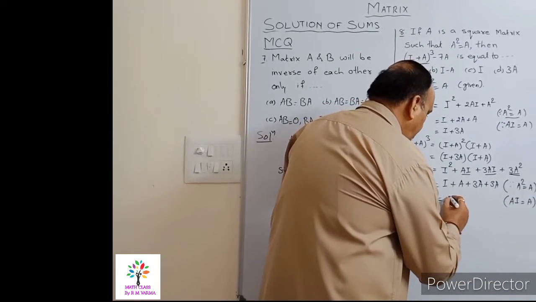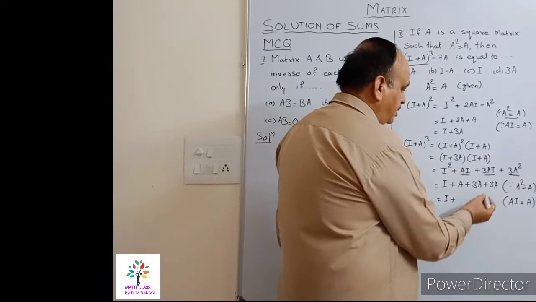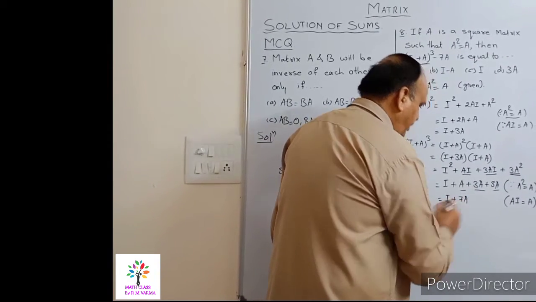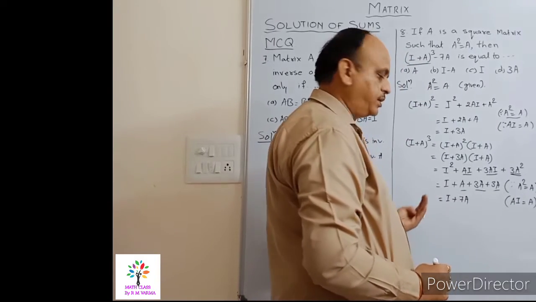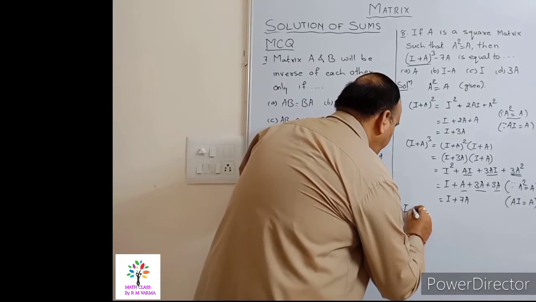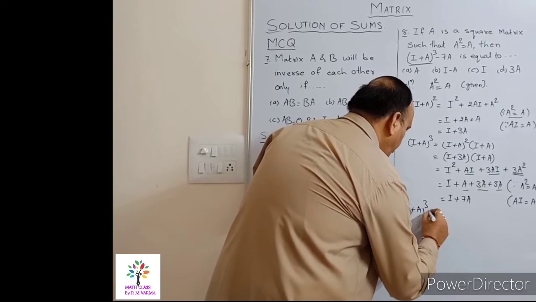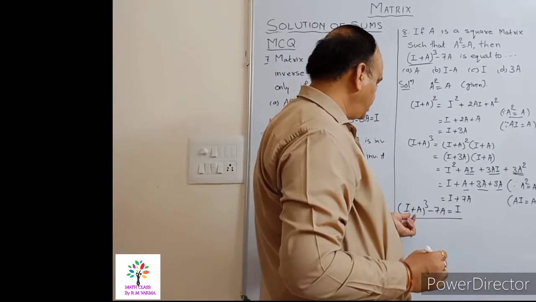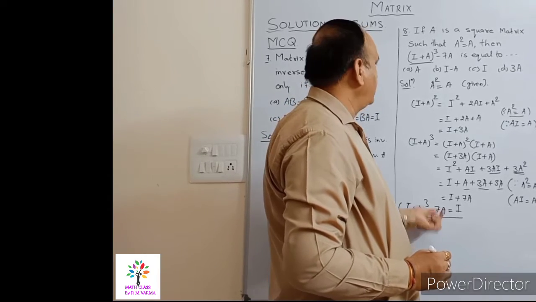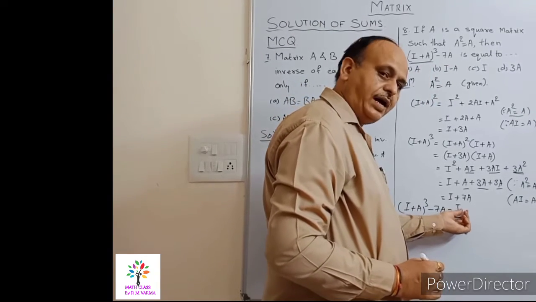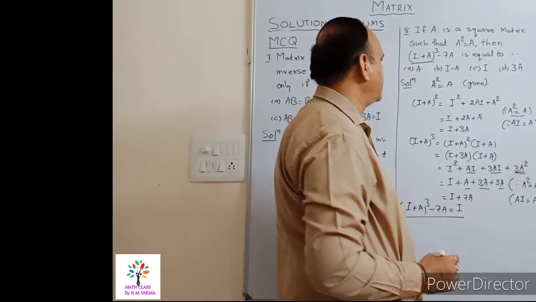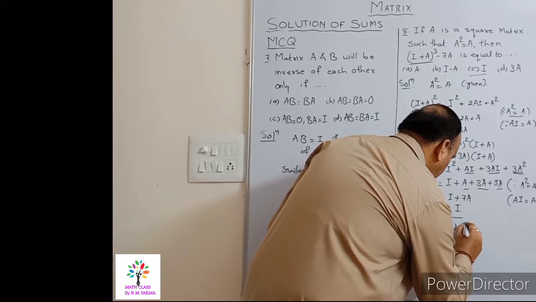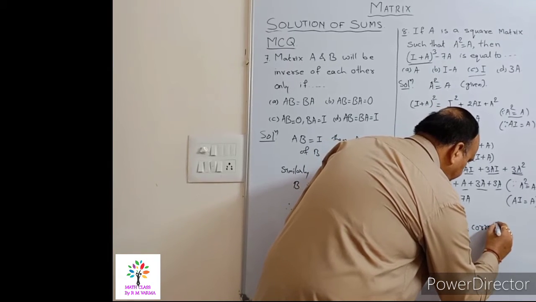Now, further, it is I plus 3A plus 3A plus A, 6 plus 1, it is 7A. Now taking 7A on the other side, (I plus A) whole cube minus 7A equals I. I require the answer of (I plus A) whole cube minus 7A, right? And it is equal to I. I means the identity matrix. So my correct option is C. Therefore, C is the correct answer.